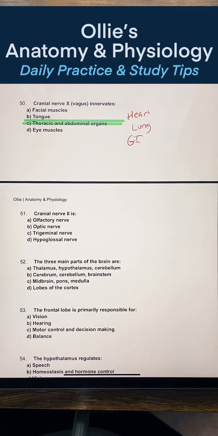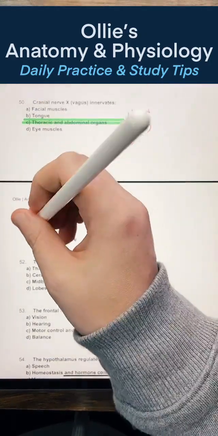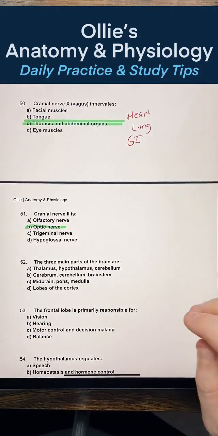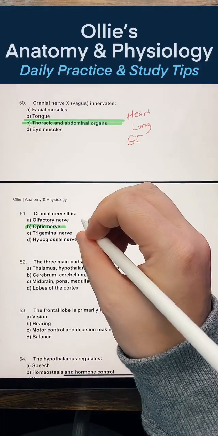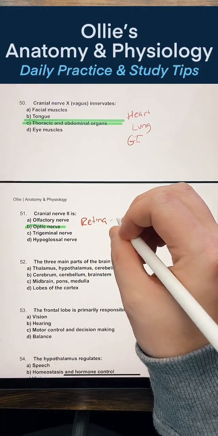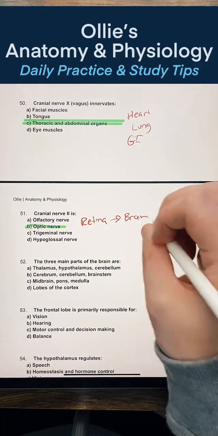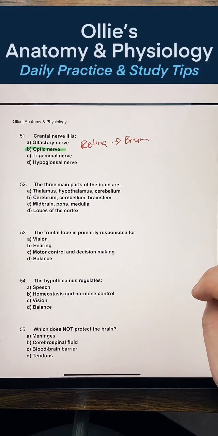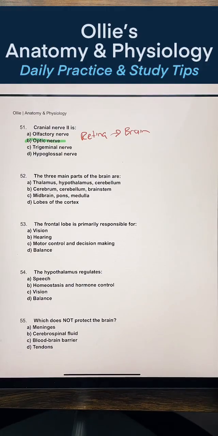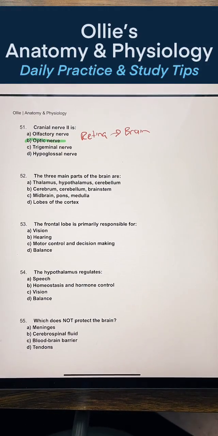Number 51, cranial nerve 2 is B. It is the optic nerve. The optic nerve is going to carry our visual information from the retina to the brain. Number 52 now. So the three main parts of the brain are the what? A, B, C, or D?